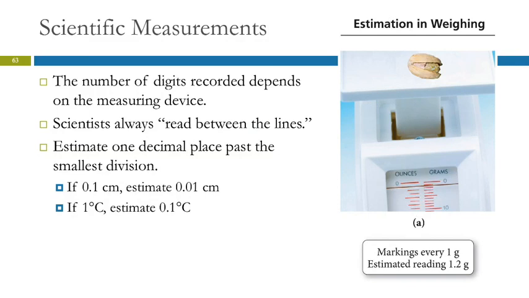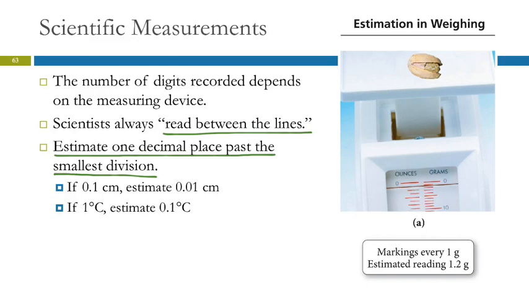And if you had a device where the lines were at the 10, maybe every 10 milliliters. So if it's certain at the tens place, then you're estimating the ones place. Okay, so it's always 1 decimal place past what the smallest line means. So the key things to remember here is this statement: estimate 1 decimal place past the smallest division. And this idea, read between the lines. So we estimate between the lines.